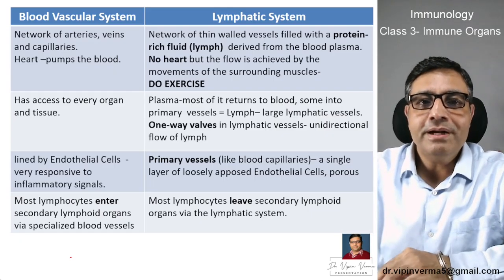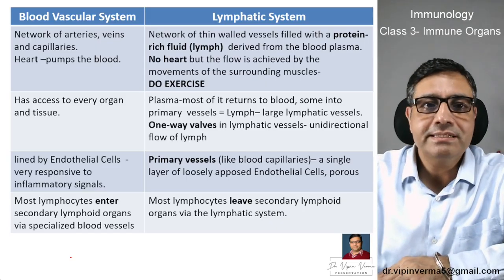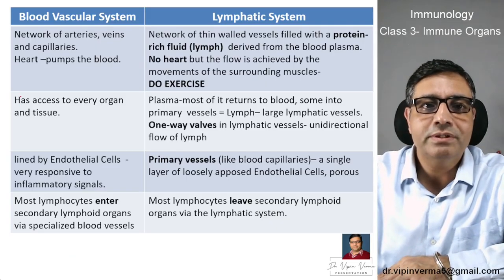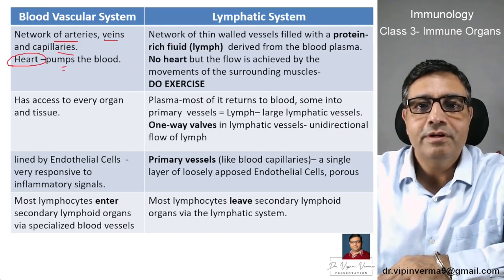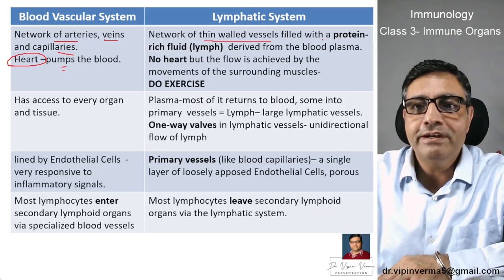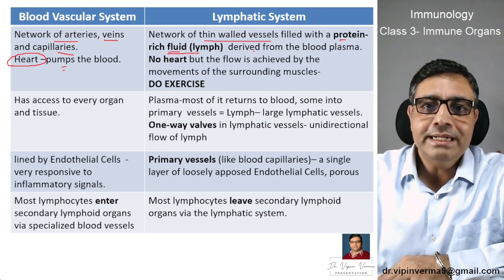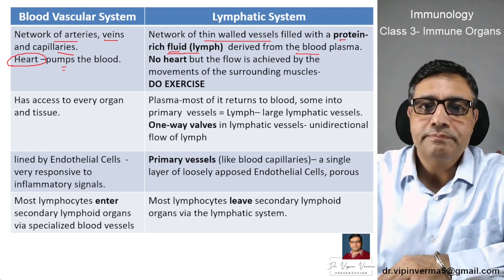Now, if we compare the blood vascular system and the lymphatic system, we will find that the blood vascular system has networks of arteries, veins, and capillaries, and pumping is done by the heart. While the lymphatic system is a network of thin walled vessels which are filled with a protein rich fluid. We call it lymph. This protein rich fluid is called lymph, and it is derived from the blood plasma.